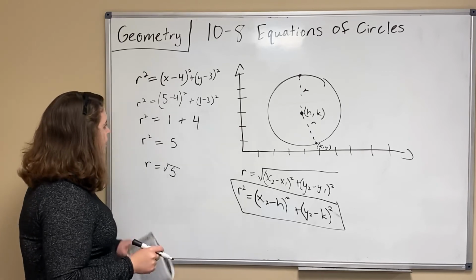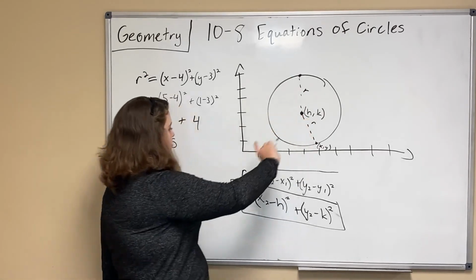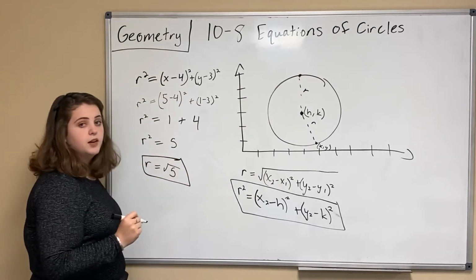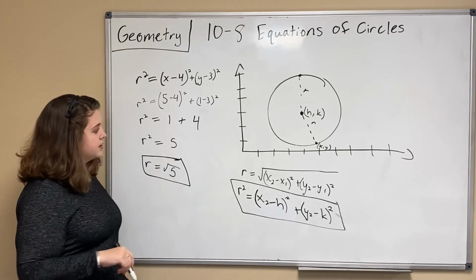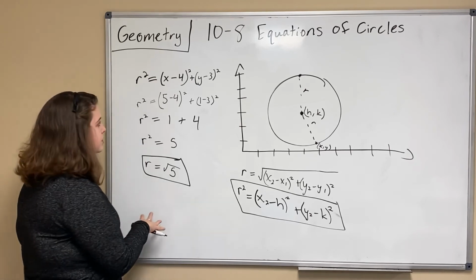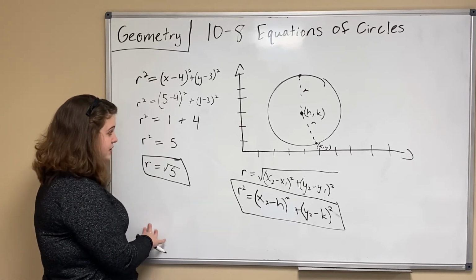Pretty straightforward. So if they give you a graph and they ask you to find the radius of the circle, you can leave it like this, or you can go ahead and put it in your calculator. Find it as a decimal. Make sure that you round it to the nearest hundredth if you are going to do that. So that's if it's asking you for the radius.